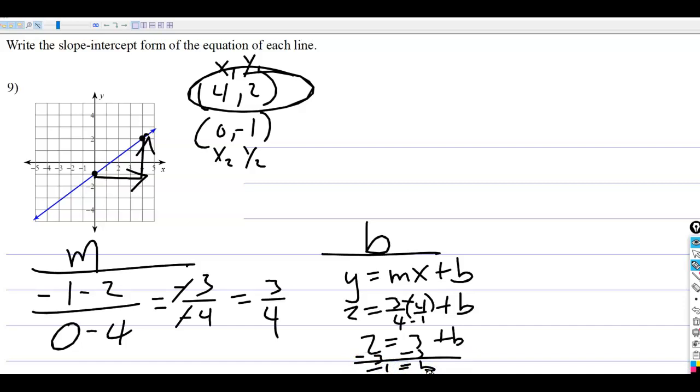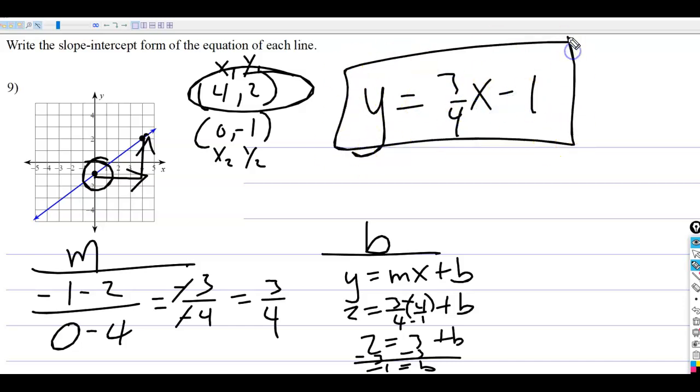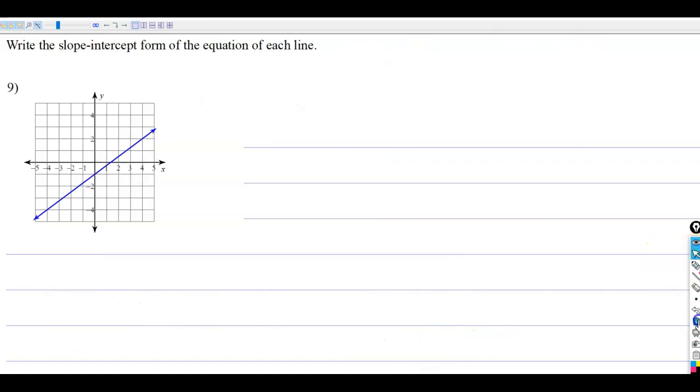But once again, you can tell that just by looking at your picture. It's right there. The b is the y-intercept, so it's -1. So if you have a graph, just go ahead and use the picture if you know how to. It's a lot faster. Finally, we're able to write our equation, which is y = 3/4 x - 1. And there you have it. That's how you find the equation of a line, 3 different ways.